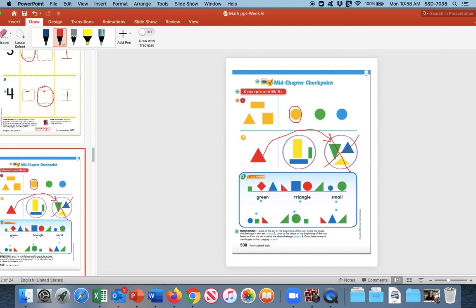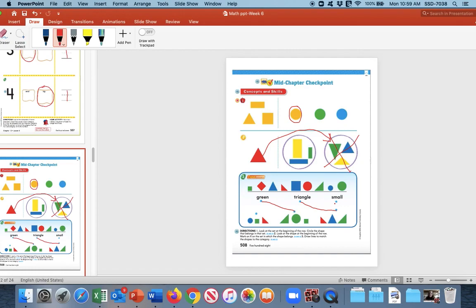If you are pointing to this one, that is correct. Go ahead and connect by drawing a line from the word green to the group of shapes that are green. Now the next one says triangle. Are these all triangles or are these all triangles? Point to the one you think it is. If you are pointing to this one, that is correct, and go ahead and connect this blue dot under the word triangle to the blue dot above these shapes.